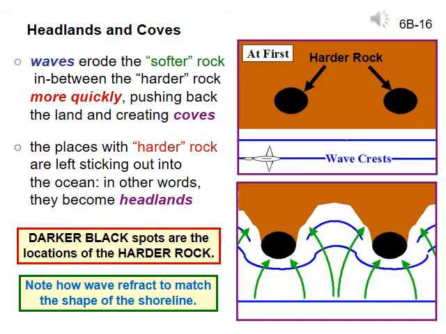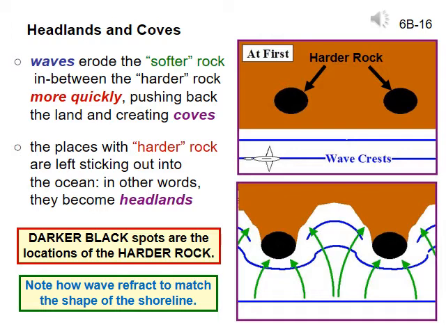Slide 16. When waves erode a shoreline, they encounter some rocks that are more resistant to wave erosion than others. The places where the rock is less resistant, softer, erode faster and get pushed back faster and become coves. The wave-resistant rock is left sticking out into the ocean when the less resistant rock on either side is taken away. The leftover wave-resistant rock is the headland.